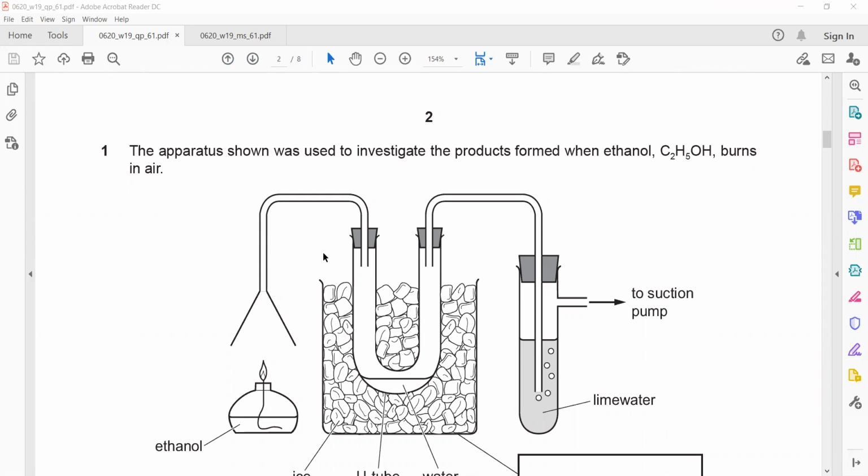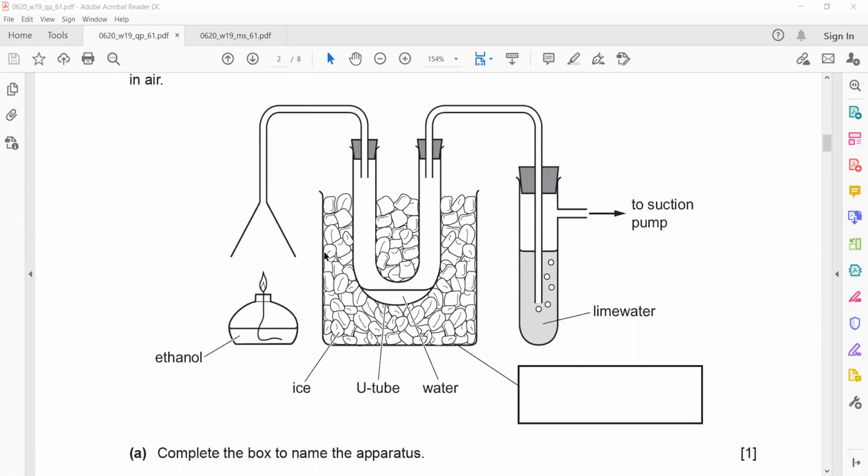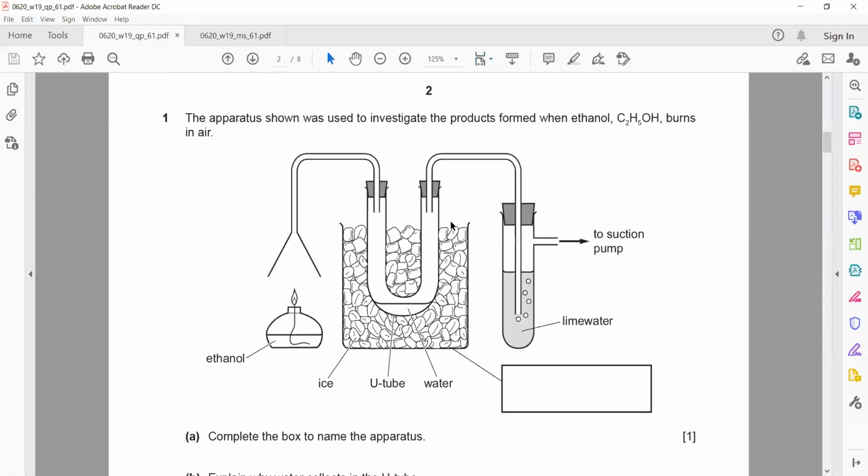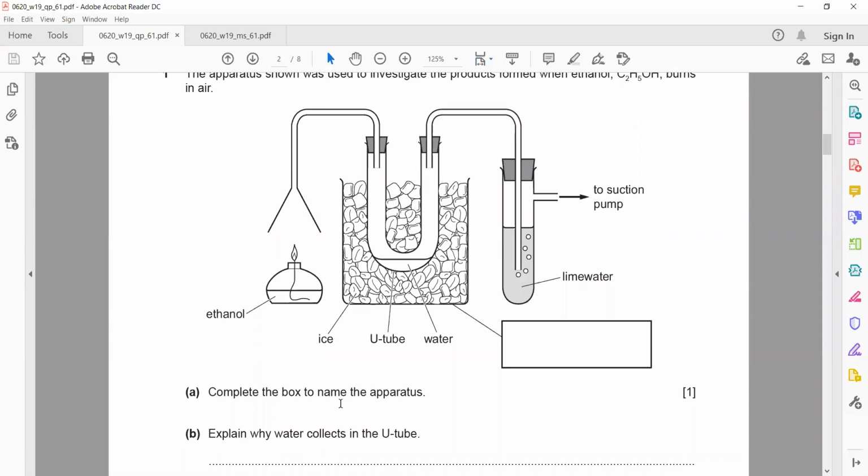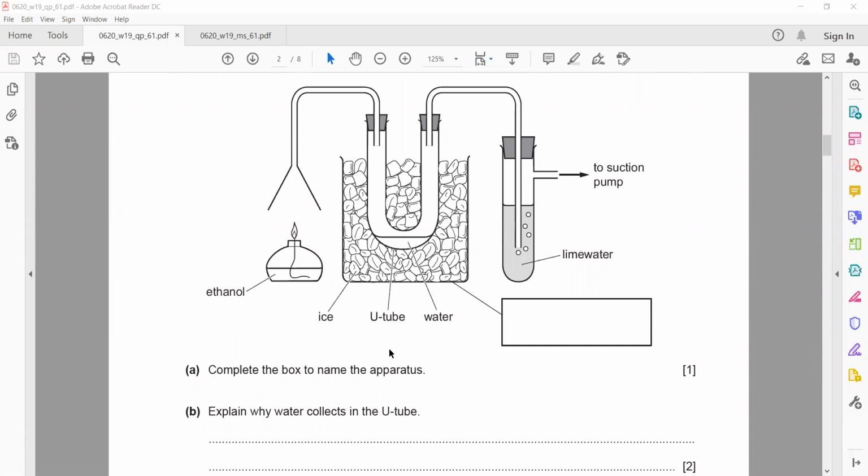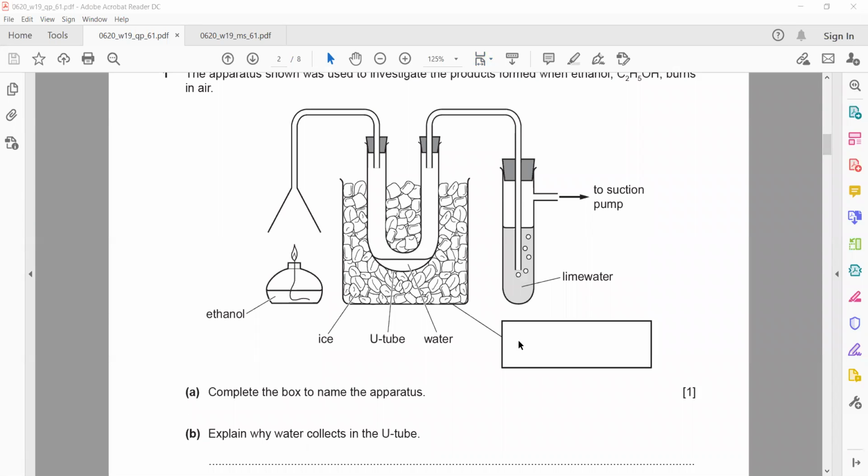When ethanol is burned? Complete the box to name the apparatus. So what do we call this? A beaker.